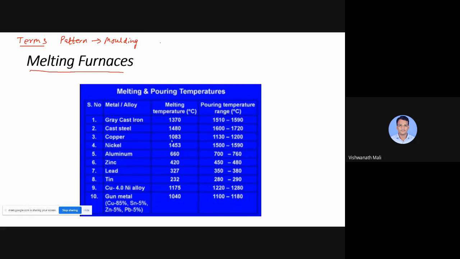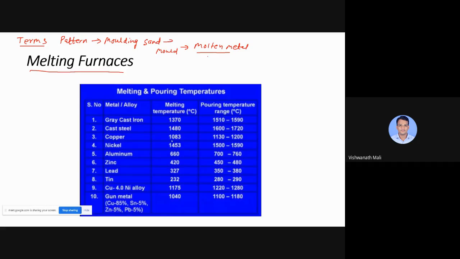To prepare the mold we need sand, so we saw the details about molding sand: what it is, the different types, and the ingredients. With the help of the pattern and molding sand, we have prepared the mold and the cavity. Now we want to pour molten metal into this cavity. Whatever metal we have, we heat it to make it molten, and then pour it into the mold, and we get the part.